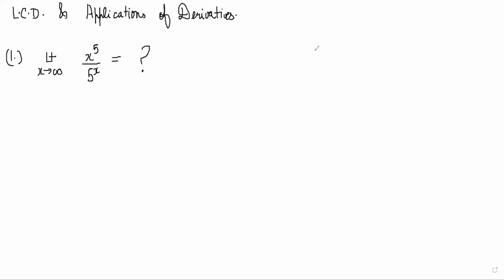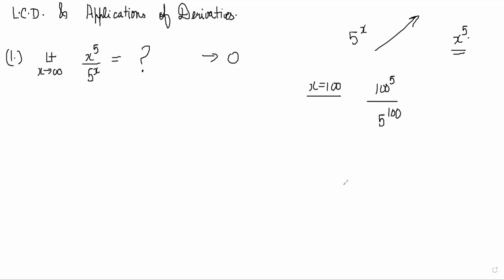Now, this one, first of all, you can immediately guess that the answer will be 0 because 5 power x will grow faster, will rise up very fast as compared to x power 5. For example, think of a value x is equal to 100. So on top you have 100 power 5 and in the denominator you have 5 power 100. Now there is no comparison between these. This is much bigger. So immediately you are seeing that it is almost close to 0 even at x is equal to 100.